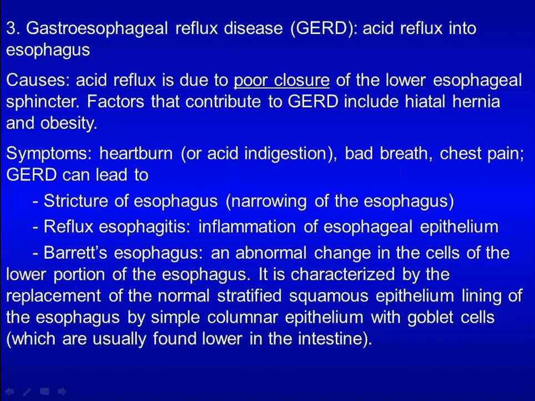GERD can lead to stricture of esophagus, reflux esophagitis, which is the inflammation of esophageal epithelia, and Barrett esophagus, in which squamous epithelial cells of lower esophagus change to columnar epithelial cells with goblet cells. These cells are typically found in the intestine.